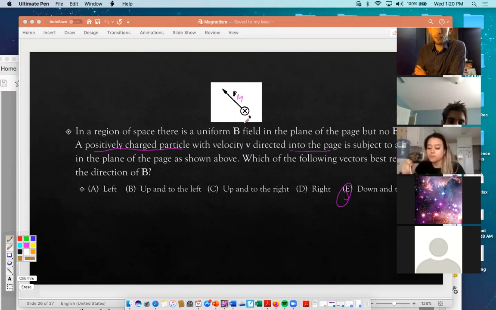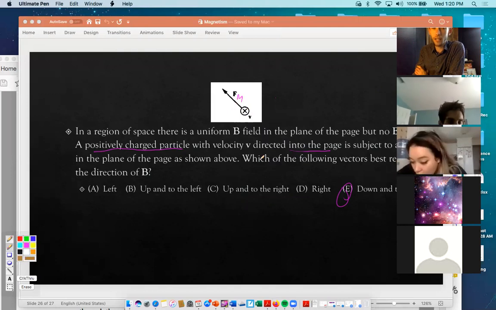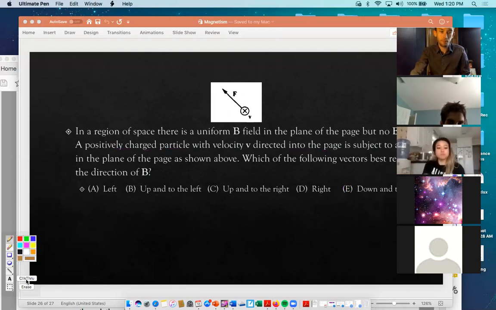So again, it's one thing to understand the right-hand rule and be able to think about direction of forces and velocity and the field vector. It's going to be another thing for you to understand what the particle is actually going to do as a result of that. So let's do some practice problems with that, and then we'll be done. Any questions about the PowerPoint?